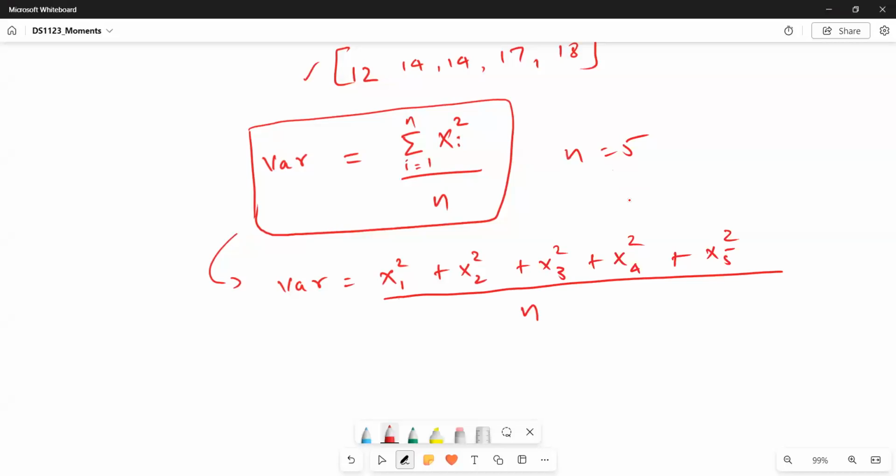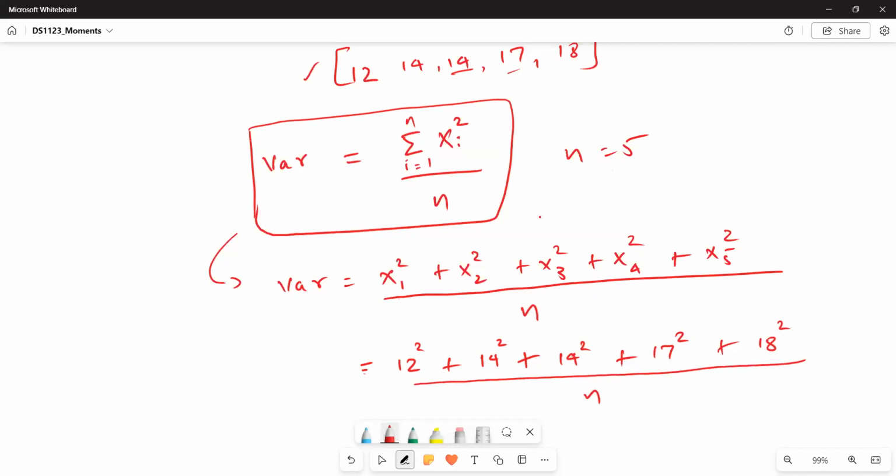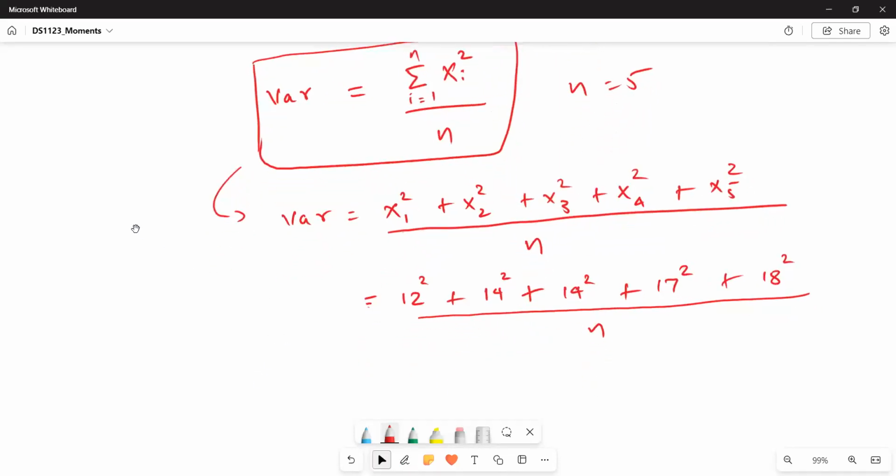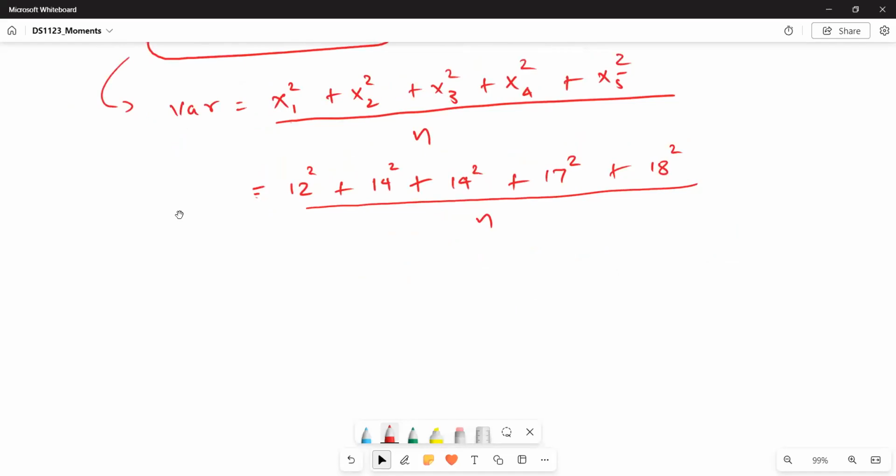Now you can input the actual values here. X1 is 12, so this is the square of 12. X2 is 14, the second element, so this is the square of 14, followed by x3 square. X3 is again 14, so we take the square of 14. X4 is 17, so we take the square of 17. And x5 is 18, so we take the square of 18. We can divide this by the total number of elements. Once you do the calculations, let me quickly do that.